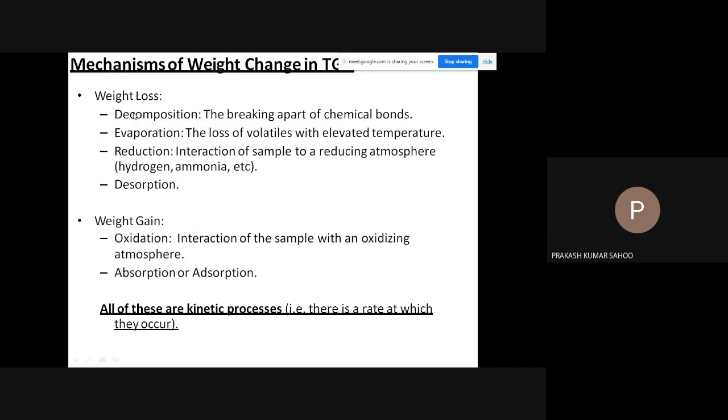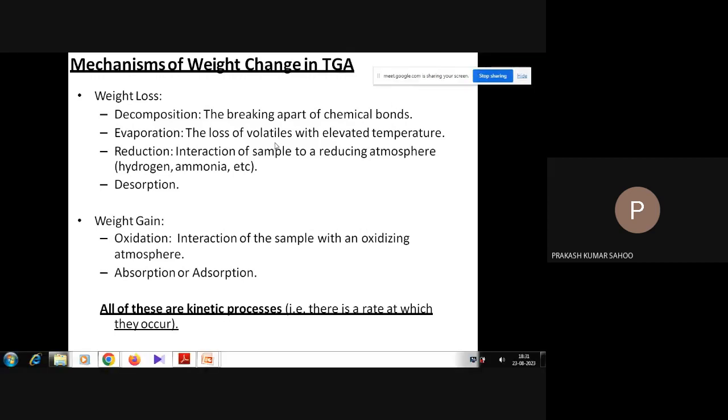So the mechanisms of weight loss, the first one is decomposition, that is a breaking of chemical bonds. Then evaporation, loss of water or loss of volatiles at elevated temperature. Then probably reduction may happen, that is a loss of hydrogen or ammonia as gases. And the last thing will be desorption, that is the reverse of adsorption.